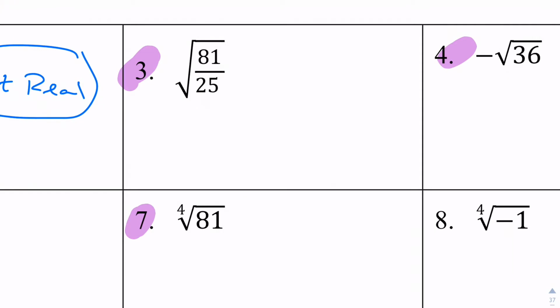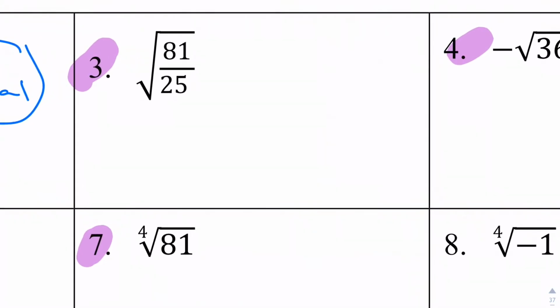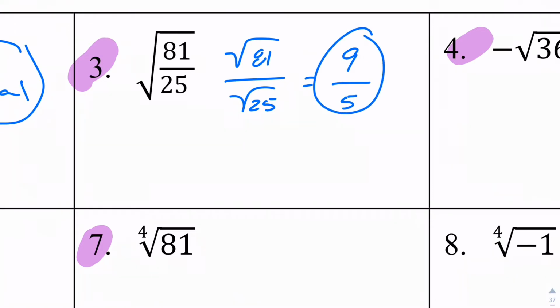When we look at number 3, we have a fraction. We have the square root of 81 over 25, which can be broken up into the square root of 81 over the square root of 25. The square root of 81 is 9, and the square root of 25 is 5.